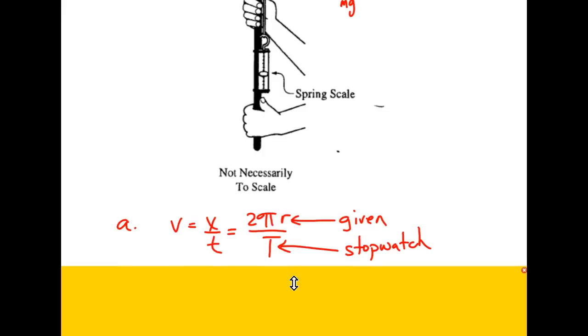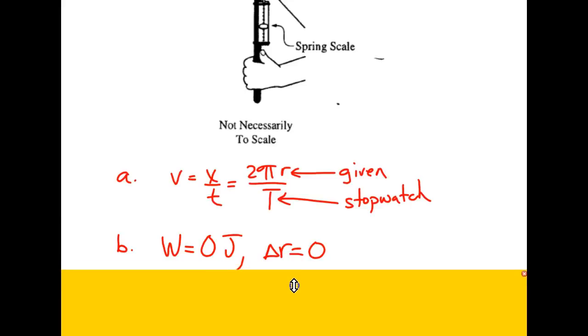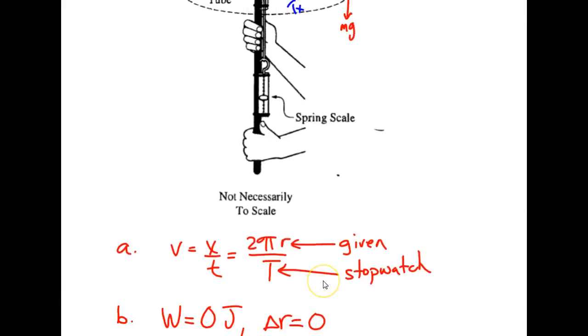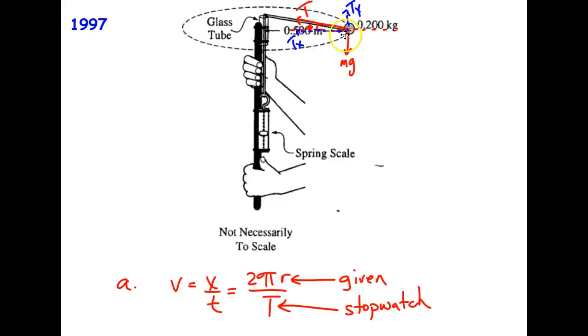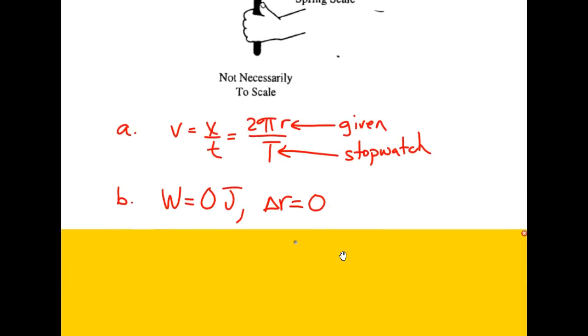B, how much work is done by the cord in 1 revolution? First of all, why is the cord doing the work? And that's because the tension is keeping it traveling in a circular path. So how much work is that force doing in 1 revolution? The answer, of course, is 0 joules. And the reason it's 0 joules is because the displacement in 1 revolution is also 0. Work is force times displacement. If the displacement is 0, then the work is 0.